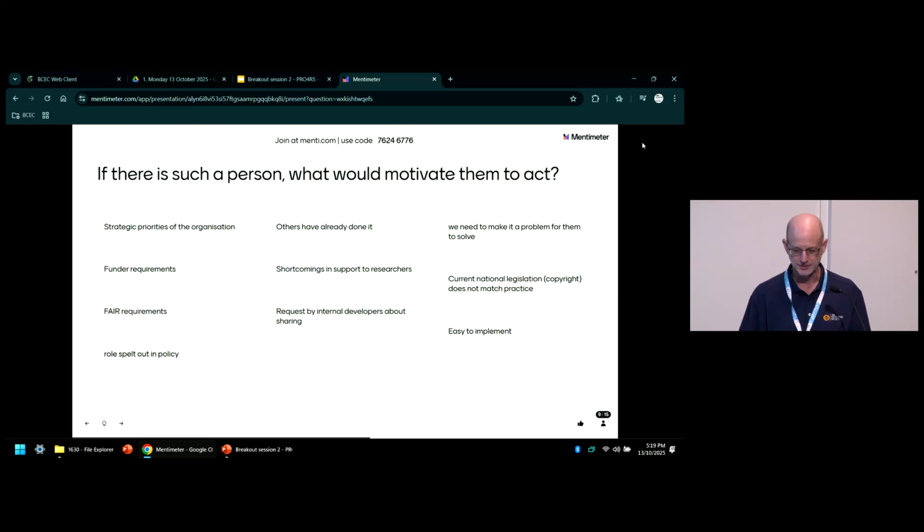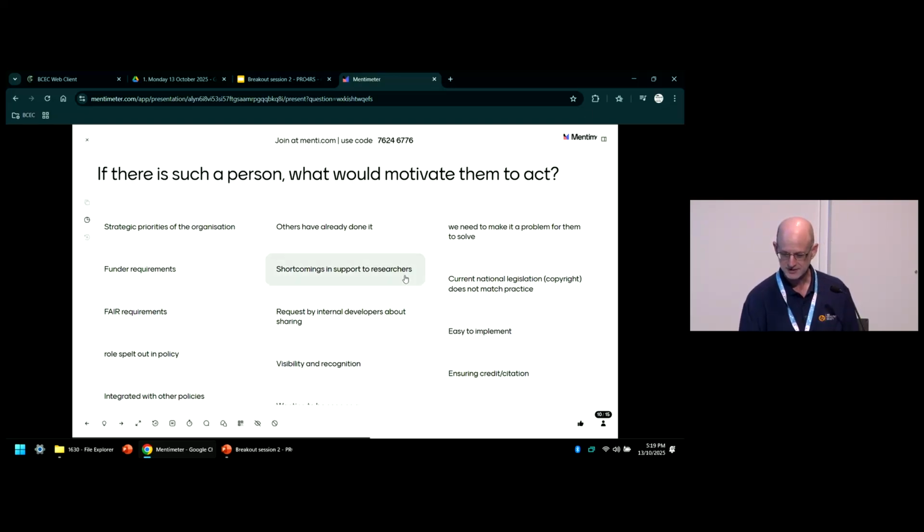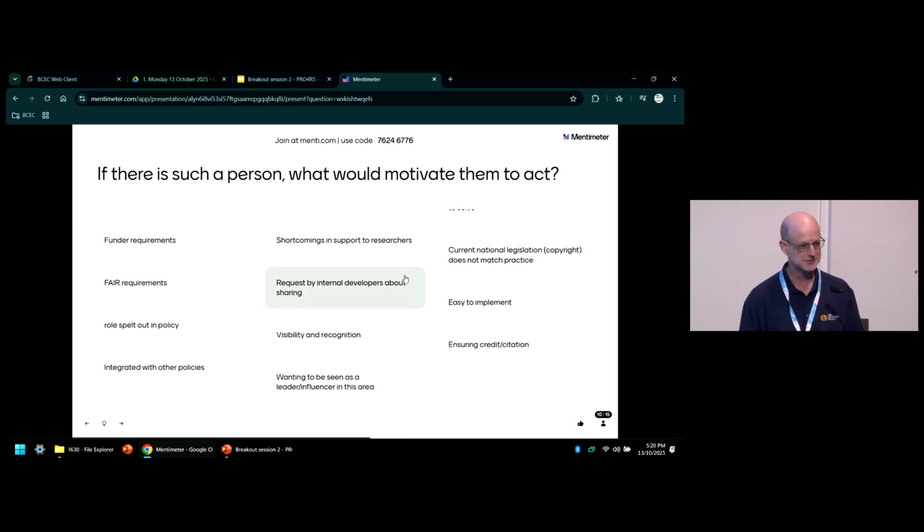I will say that one of the things that I think sometimes is that a lot of people are thinking about what their next role is going to be, and they're looking for something that they can say was the big accomplishment in their role, and maybe this could be part of that, which maybe is visibility and recognition. So thank you for whoever just typed that. Ensuring credit citation, yeah. The practices. Okay, thank you.